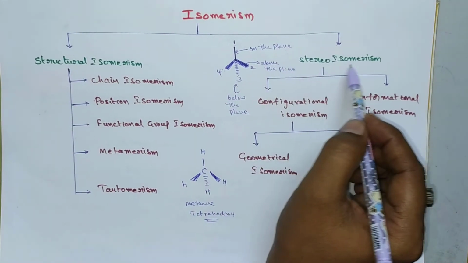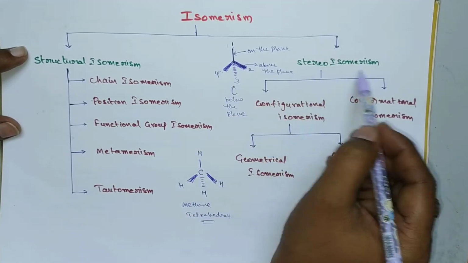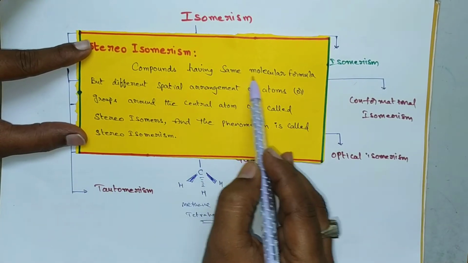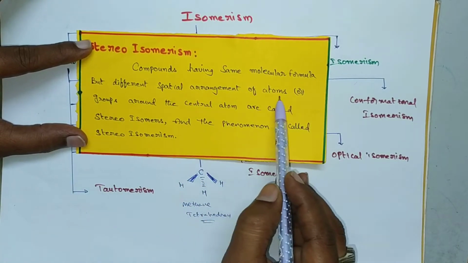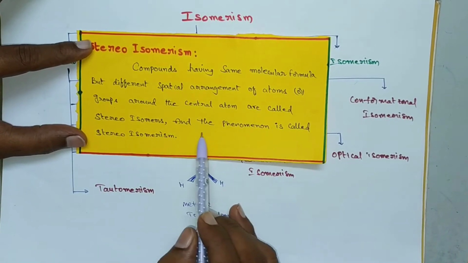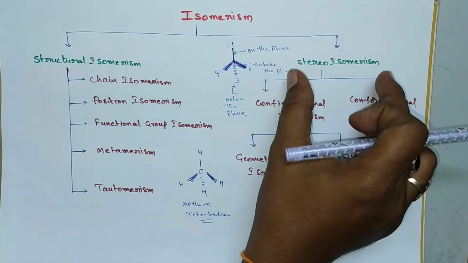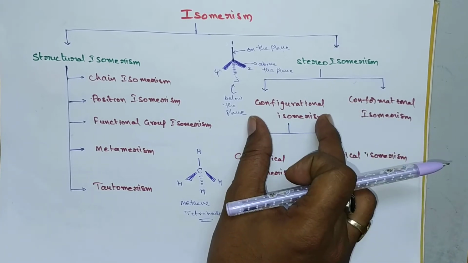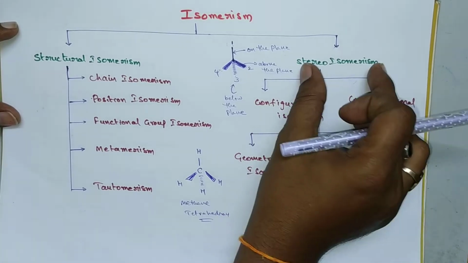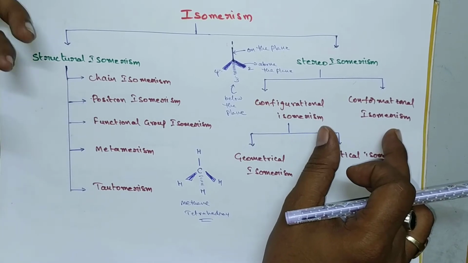The isomers which arise due to different spatial arrangement of atoms around the central atom are called stereoisomers. So, the definition of stereoisomerism: compounds having the same molecular formula but different spatial arrangement of atoms or groups around the central atom are called stereoisomers, and this phenomenon is called stereoisomerism. Stereoisomerism is again classified into two types: configurational isomerism and conformational isomerism. These two arise due to different spatial arrangement of atoms.